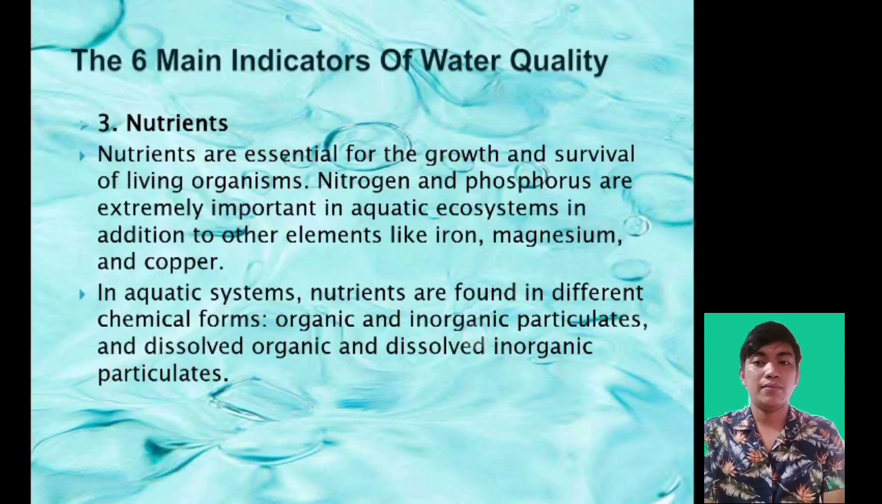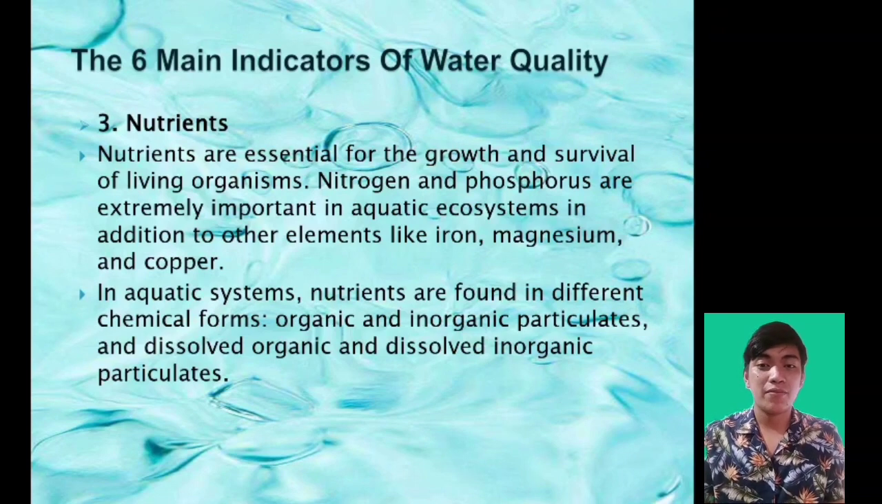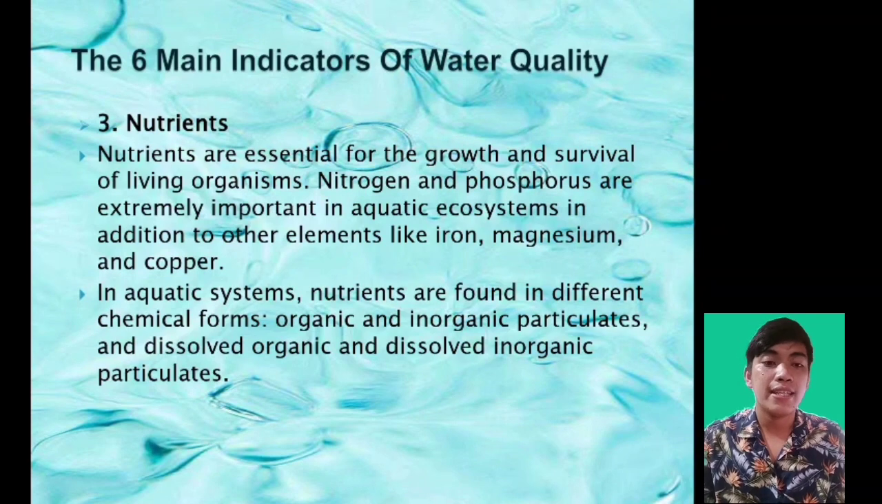So number three, nutrients. Nutrients are essential for the growth and survival of living organisms. Nitrogen and phosphorus are extremely important in aquatic ecosystems, in addition to other elements like iron, magnesium, and copper. In aquatic systems, nutrients are found in different chemical forms: organic and inorganic particulates, and dissolved organic and dissolved inorganic forms.